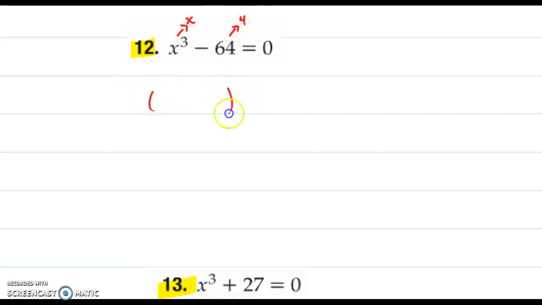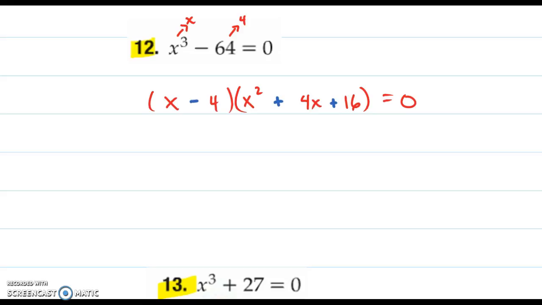So it must factor into x minus 4, and then my big set of parentheses, which is going to be: I square the x, I square the 4, and I multiply them together. And then I do my signs. I'm going to put those in. I keep it the same, opposite, always positive.